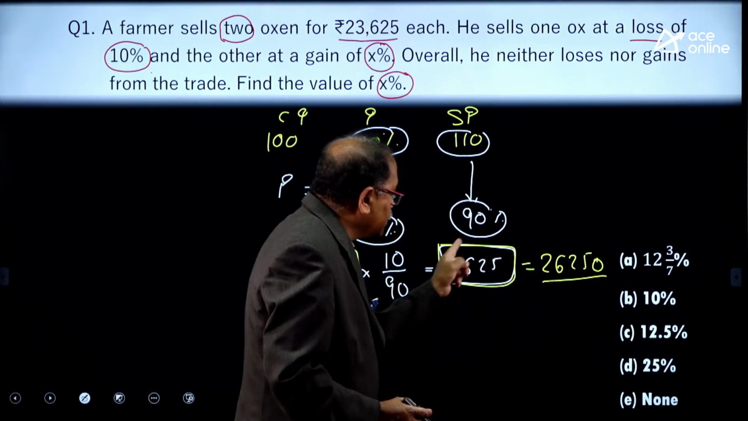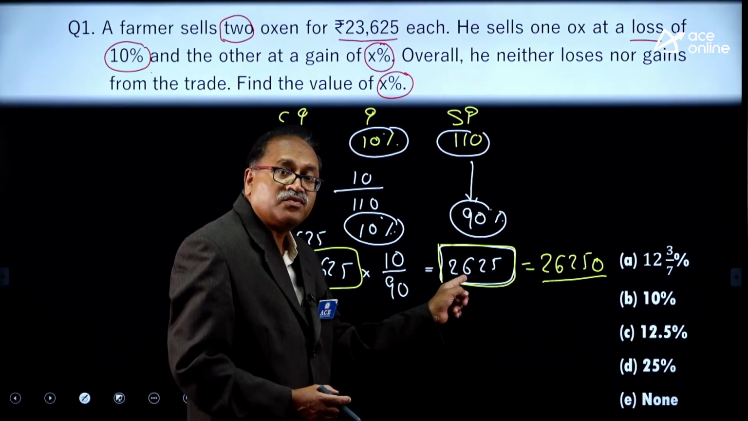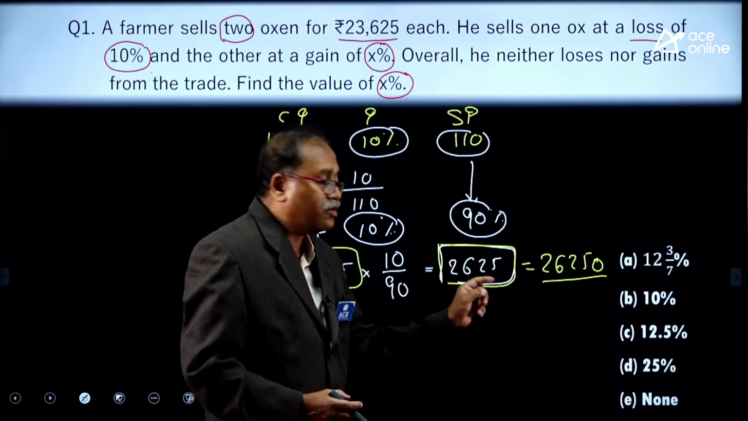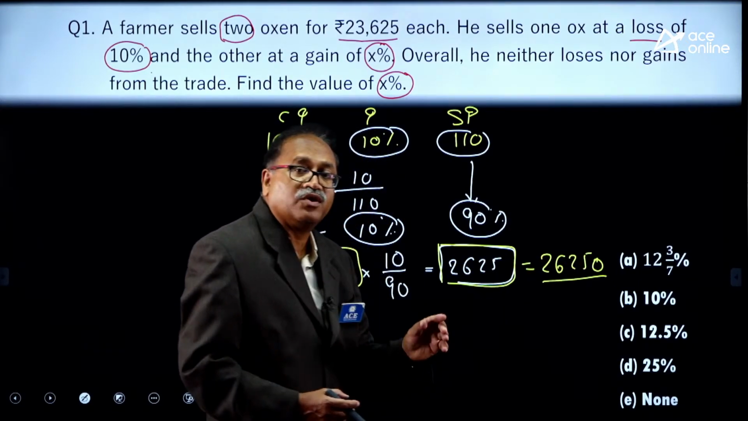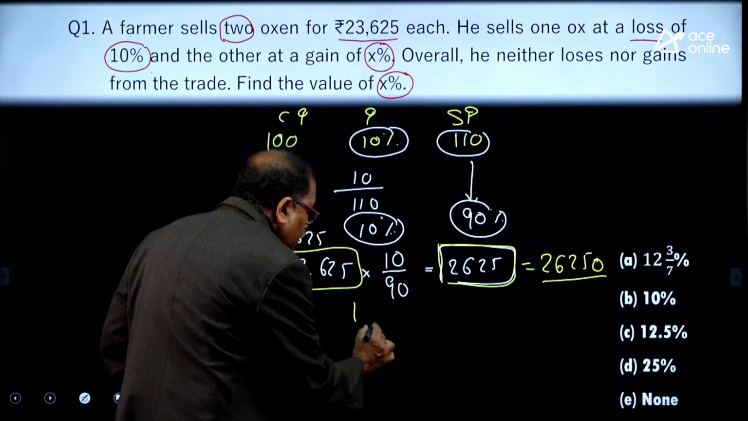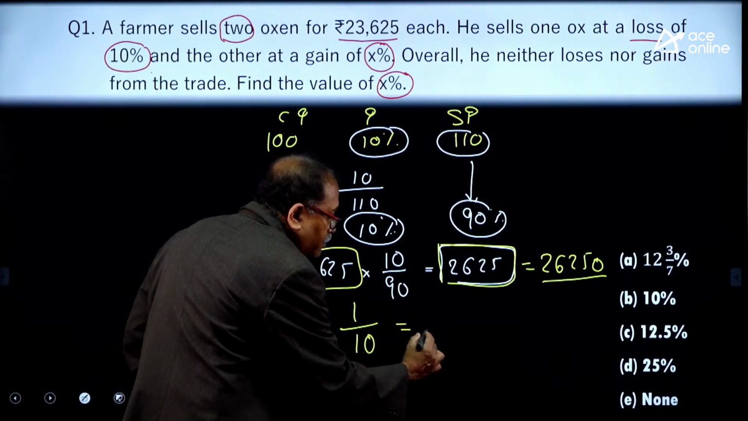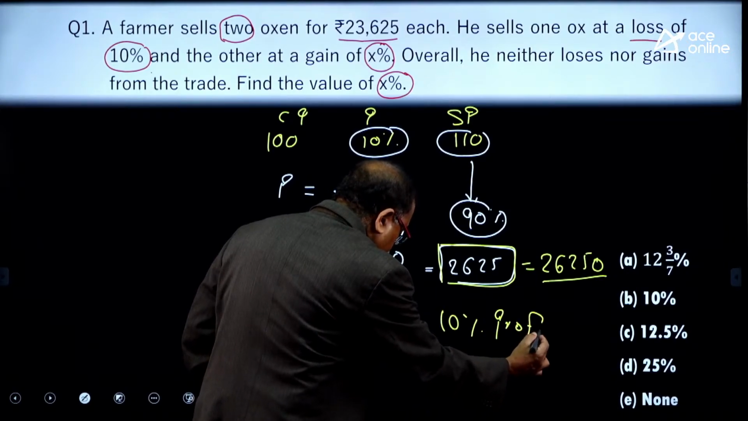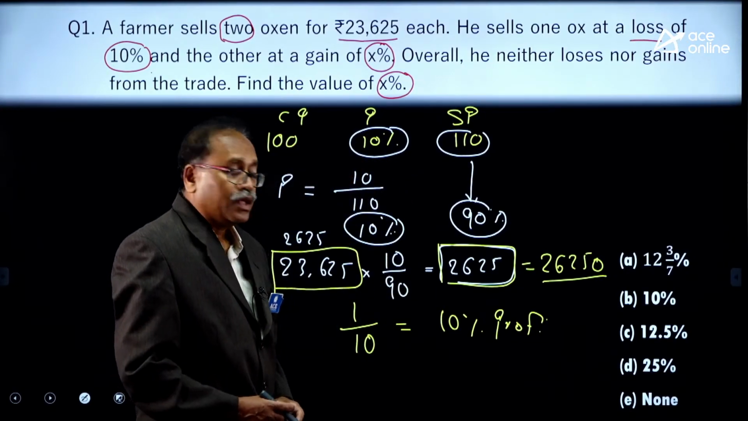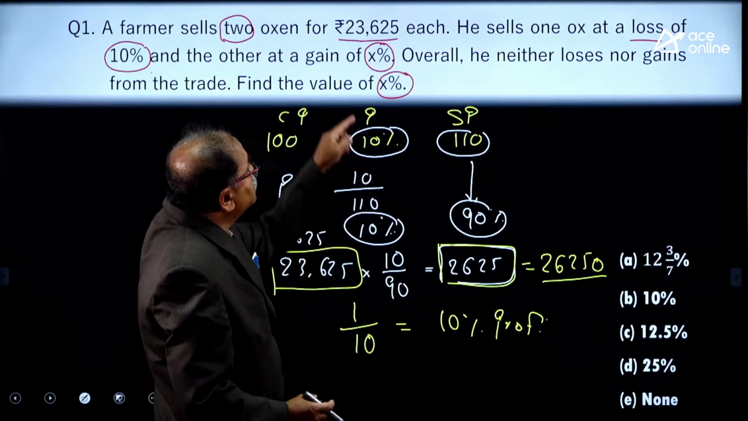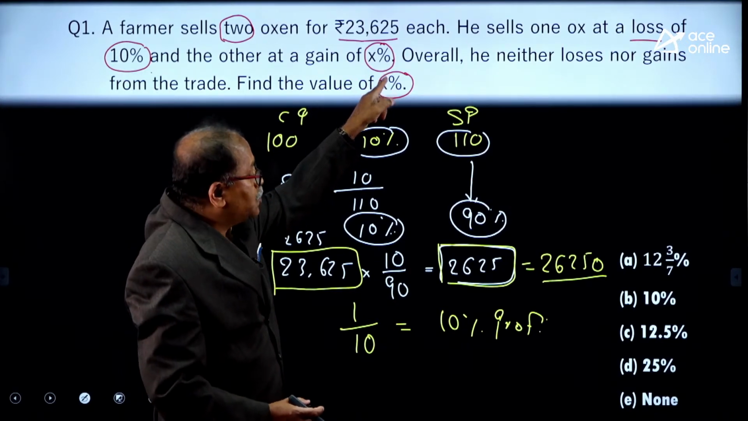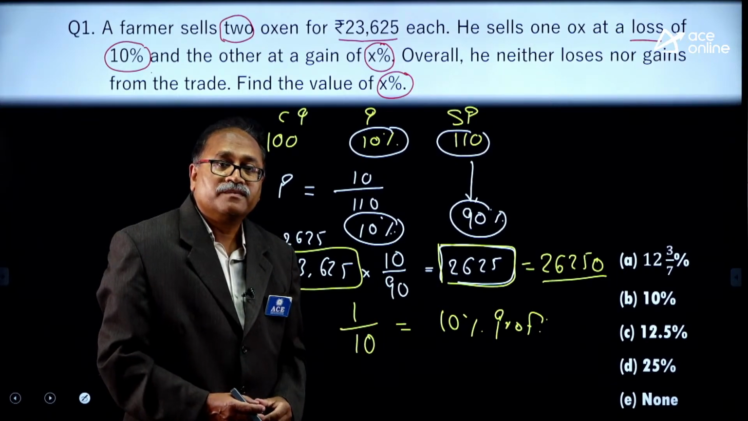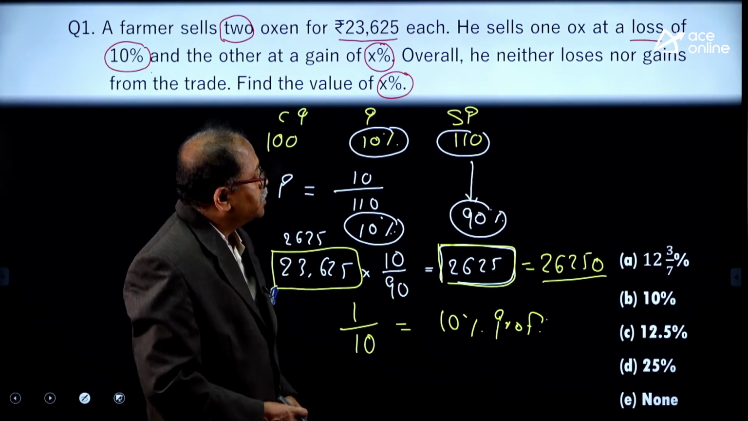On the same cost price, in the second case there is a profit of 2625. Then 2625 is what percentage of 26,250? I can clearly see that this is 1 by 10 and 1 by 10 is nothing but 10% profit. So, that means in the second case what is the X percentage profit? The X is 10%, that is all. It is as simple as this.